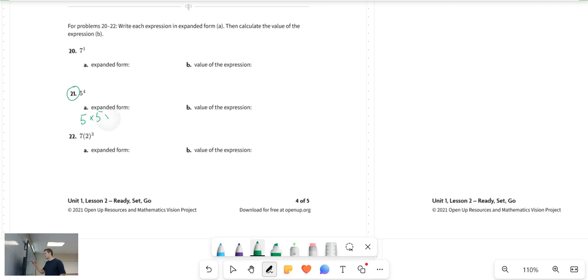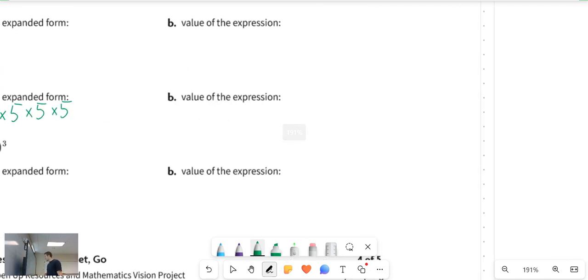So 5 times 5, that's 2, times 5 is 3, times 5, and that's 4 of them. All right, so that's our expanded form. 5 times 5 times 5 times 5 is 5 to the 4th. And then value of the expression, the way that we would solve this is, well, there are 2 ways. One, we could just plug it into our calculator. But assuming we don't want to just plug it into our calculator, what we're going to do is go step by step. So first we're going to rewrite our expression over here.